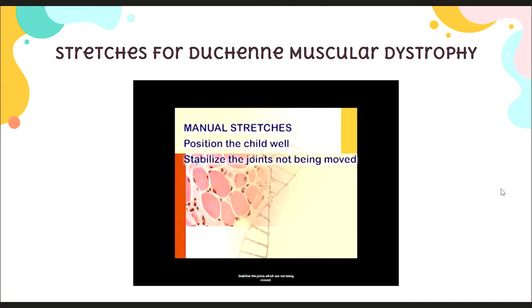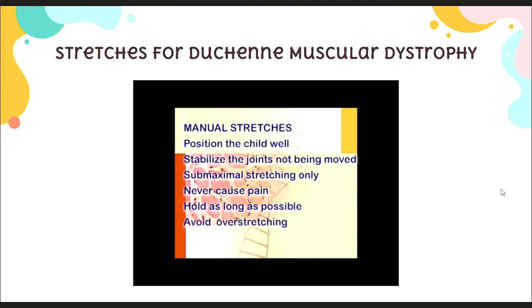Stabilize the joints, which are not being moved. The intensity of the stretch should be submaximal and should never cause pain. Hold the stretch for as long as possible, as a prolonged stretch permits the muscle spindle to habituate to the new length and allows the lengthening reaction to occur.